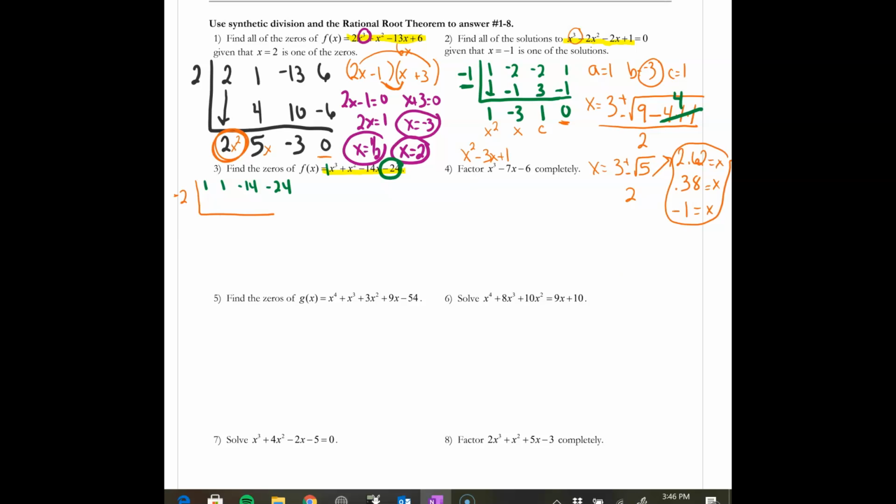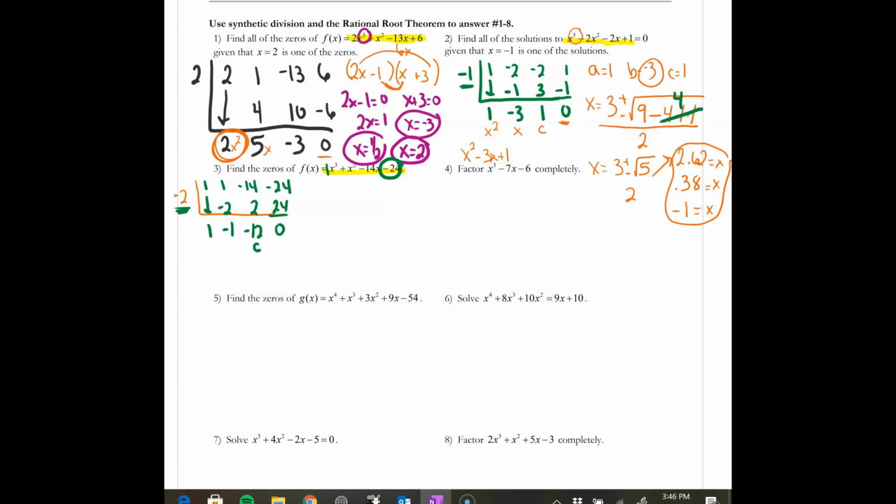All right, and I bring my first number down, and then I'm going to be multiplying the numbers on the bottom with this -2 on the left. So the first time I multiply, I get -2, add those up, that's -1. I multiply again, I get 2, then I add up and I get -12, and then I multiply again for 24, and when I'm done I get 0. So remember, 0 is what we want.